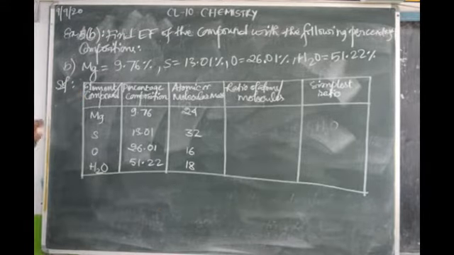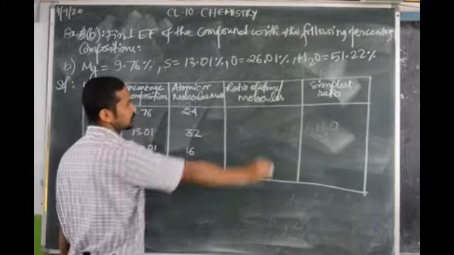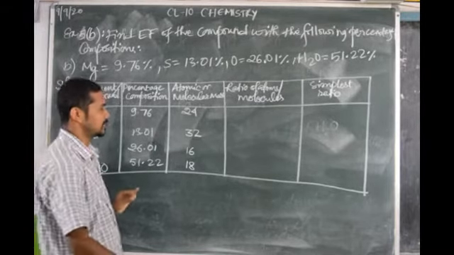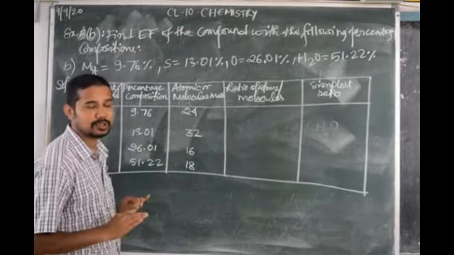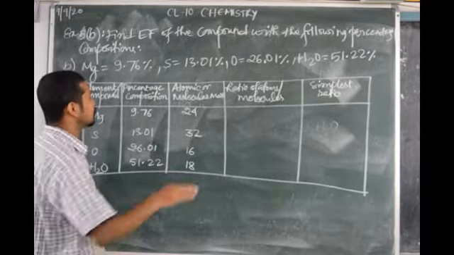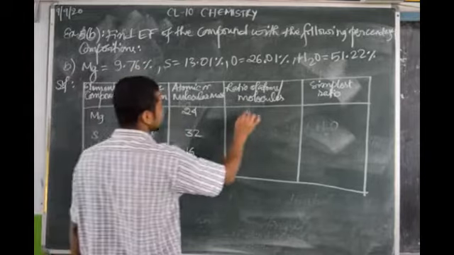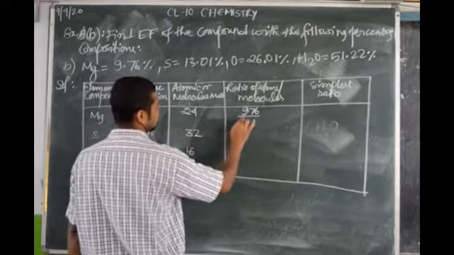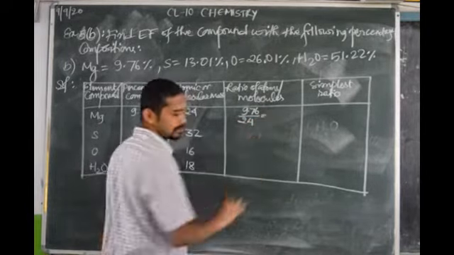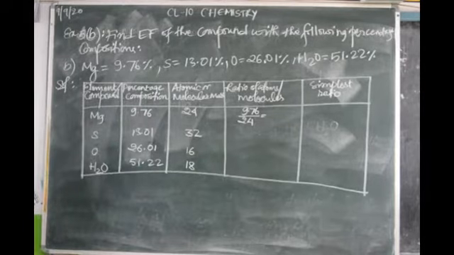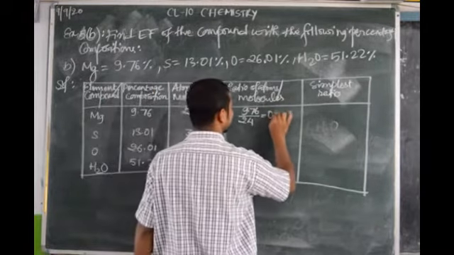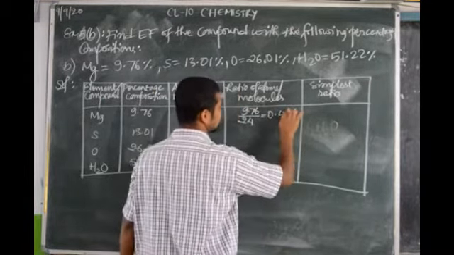Now this is step number 1. Then step number 2, what we have to do for finding ratio of atoms. So ratio of number of atoms is equal to percentage weight by atomic weight. So what percent of magnesium is here? 9.76. So 9.76 divided by its atomic weight, 24. So how much you will get? Yes, you can calculate it. You will be getting 0.406.